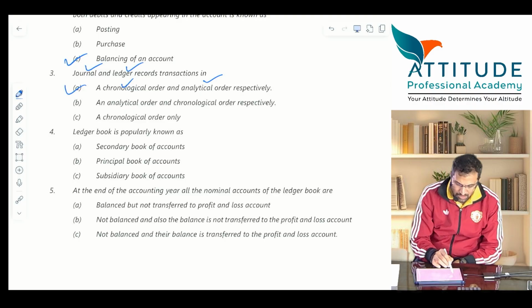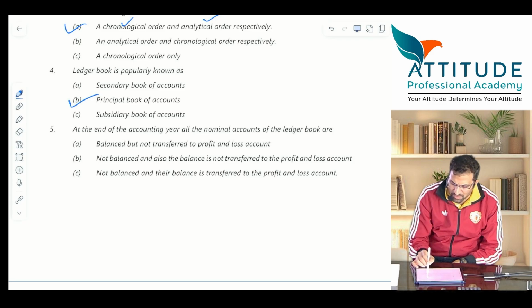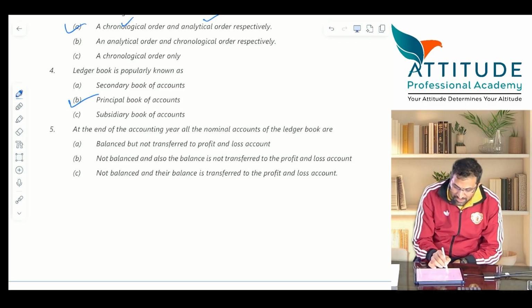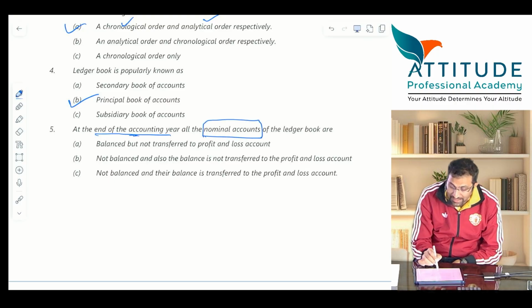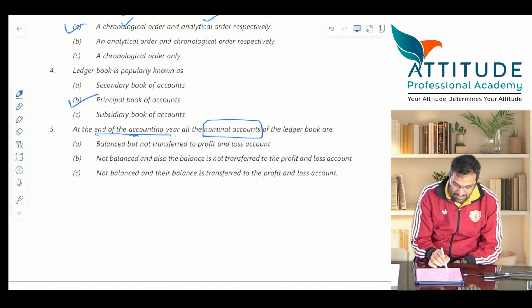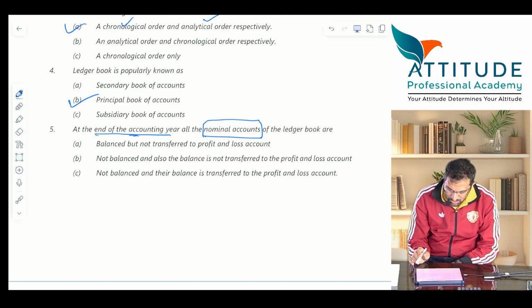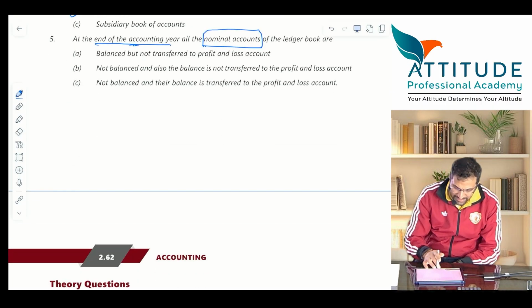Next, ledger book is popularly known as principal book. At the end of the accounting year, all nominal accounts of the ledger book are, end of accounting year nominal accounts. क्या होता है? Nominal accounts are balanced or closed? Balanced but not transferred to P&L account. False. Not balanced and also balanced. Balance is not transferred to profit. Not balanced and their balance is transferred to, तो आंसर क्या है?